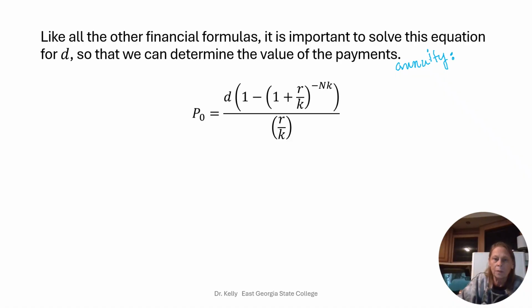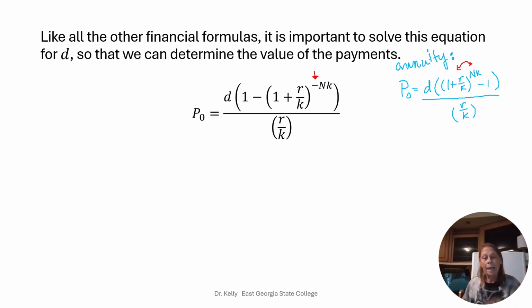Here's the annuity formula, okay? P naught is equal to D times 1 plus R over K to the N K minus 1 close over R over K. Okay, so see the difference? There's two main differences here. First off, these guys are flip-flopped, right? And the second off, there's a negative right there, okay? And I just want you to kind of, so you can relate it in your brain, so it'll just kind of stick a little bit.